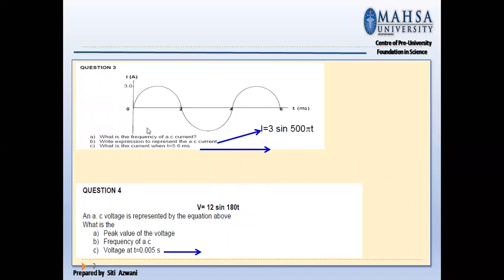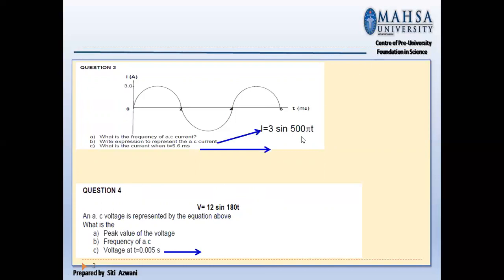Next, write the expression to represent the AC current. You have your sine graph. Alternating current as a function of the time, so I equal to 3 sine omega t. How do you calculate the omega? Omega is equal to 2 pi f, which is equal to 500 pi. Substitute into your equation, then you get the expression, the equation of your alternating current as a function of the time.